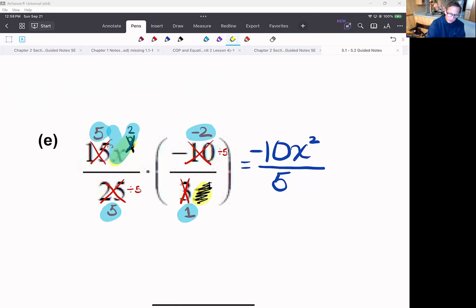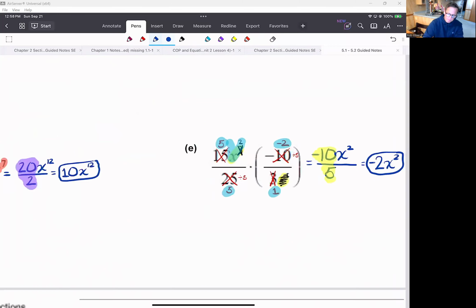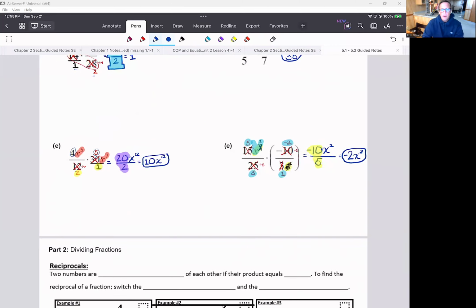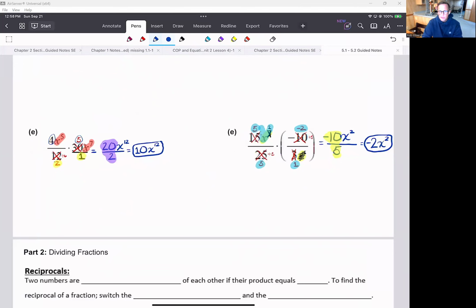And right here, this is not just 10x, but -10 divided by 5, that could be divided. -10 divided by 5 is -2, so we don't need a denominator anymore. So we got -2x squared. Okay, that's it for that one. I think those are pretty good examples to do because that gives you a good taste of how to multiply fractions in general.